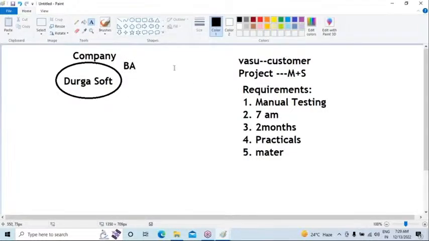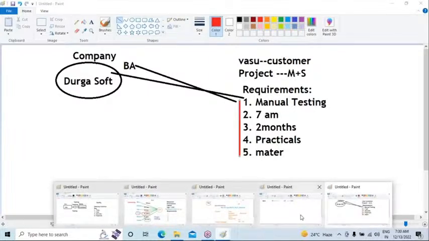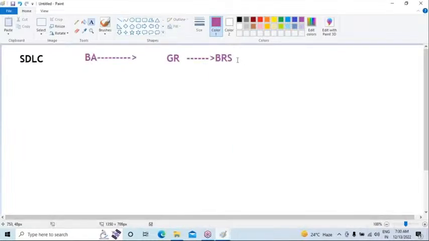Based on the advertisement, we call Durga Soft and provide this. Now the business analyst will make a call to you and collect all these details. Whatever you need, all these are called requirements. This is the customer need. All this information will be placed in the BRS document, whatever they collect.